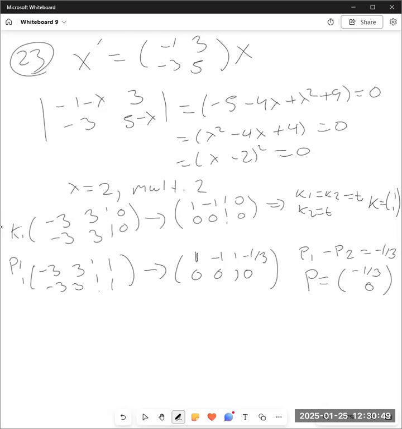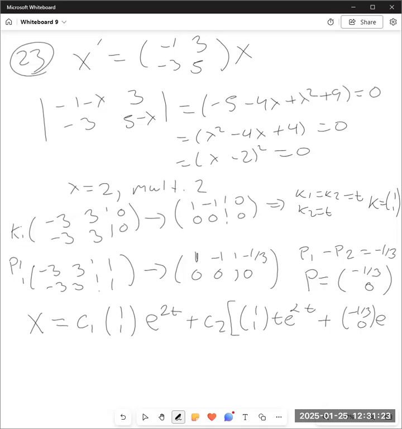And then we're going to solve x equals C1 times 1, 1, e to the 2t plus C2 on the outside of our brackets. Then we're going to go back to K t e to the lambda t plus P e to the lambda t, like so.